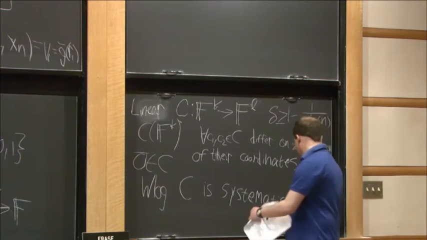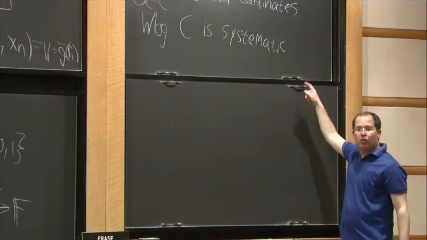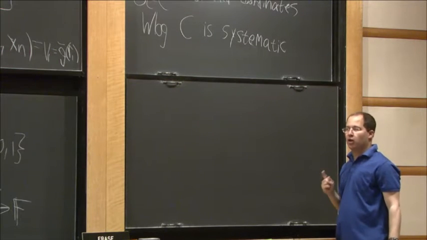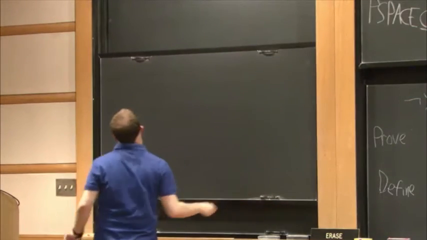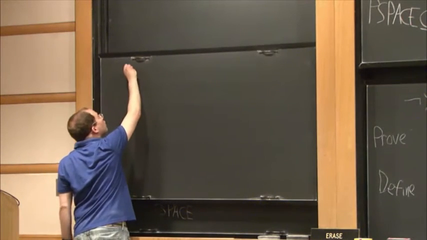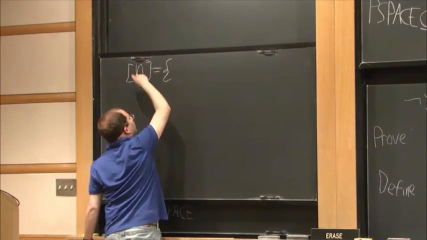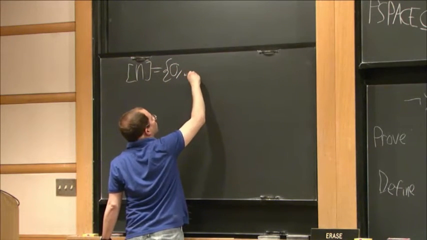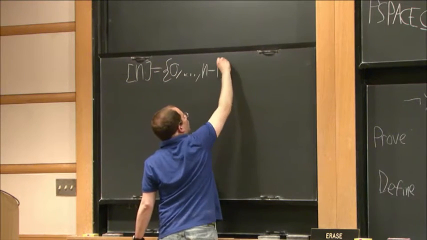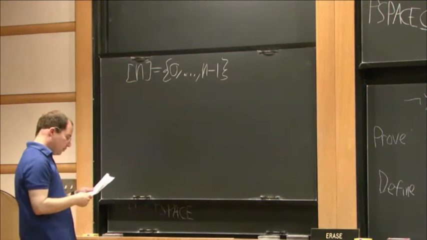Okay, so next thing I want to do. This was standard. Now I'm going to define some non-standard notation. First, I'm going to denote by n in square brackets the numbers from 0 to n minus 1. Usually we use it to denote numbers from 1 to n, but this will be more convenient.